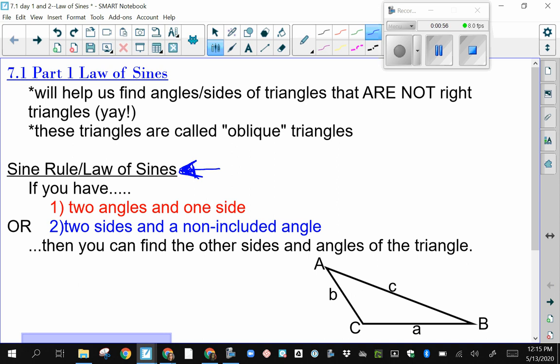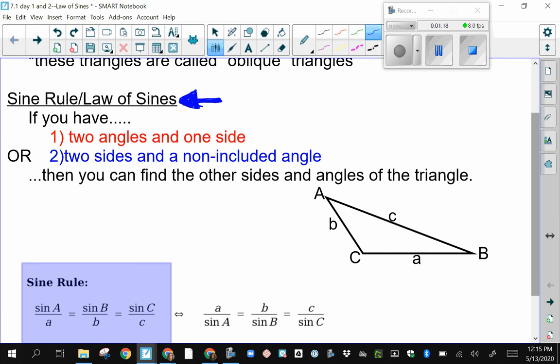You should use it if you have one of two conditions, or maybe both. If you have two angles and one side, then you can use law of sines to solve a problem. Or if you have two sides and a non-included angle, you can also use that to solve a problem.